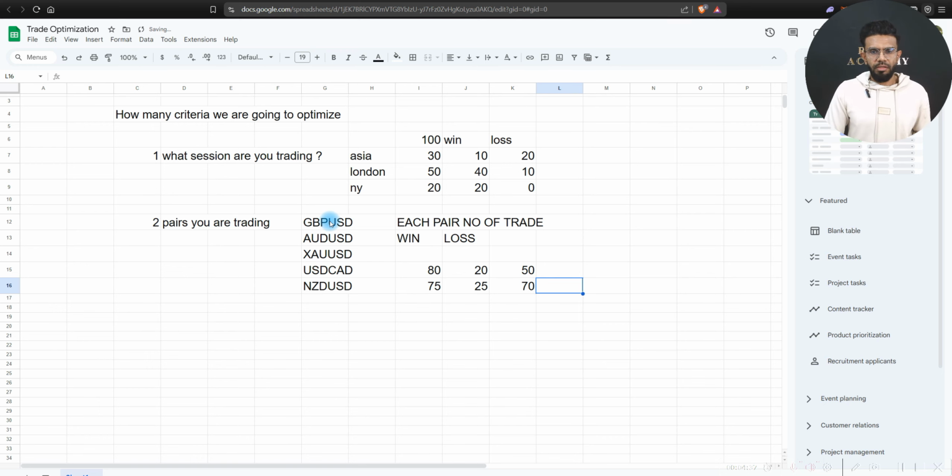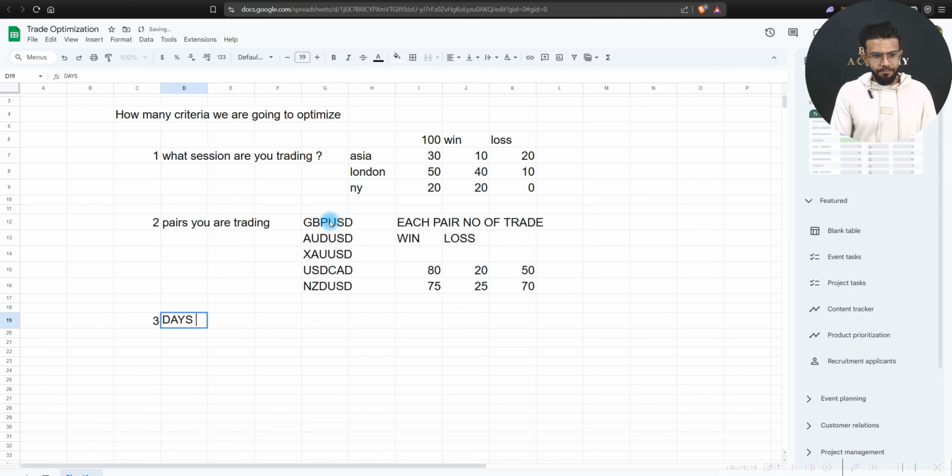You win more by 70%. So that means NZD/USD is a good pair for you to trade and you can still trade. So once you know the pair you're trading, next you want to go by days.